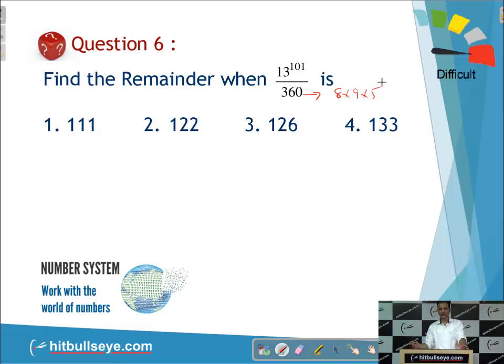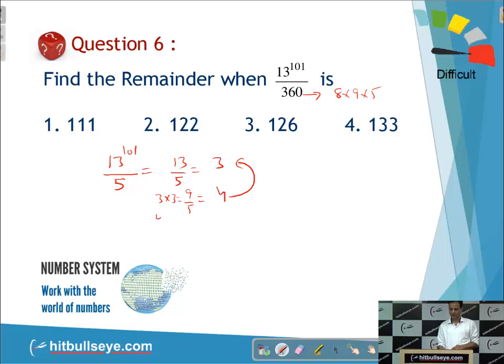Clear? Now the question converts into 13 raised to power 101, if divided by 5, like which we have already done, what is the remainder? We can see 13 divided by 5, remainder will be 3. After that, what will we do? 3 into 3 is 9, divided by 5, remainder is 4. After that, 4 into 3 is 12, divided by 5, remainder will be 2. Again multiply the first number. 2 into 3 is 6, divided by 5, remainder will be 1. So that means cyclicity is of 4, students.